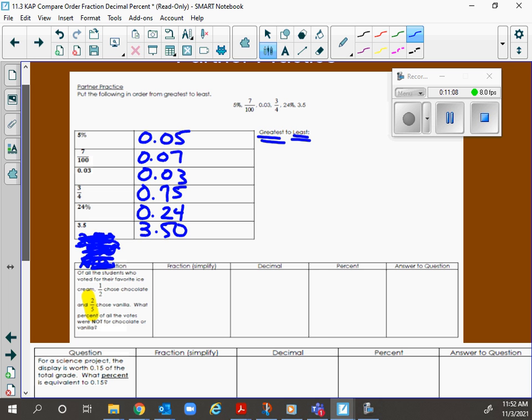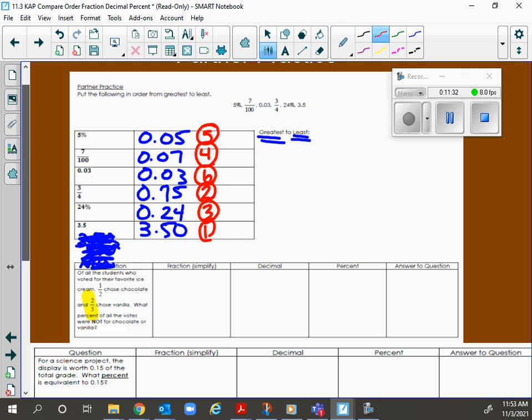Okay, so greatest to least. It's very clear to see which one's got to go first. It's the biggest one. Then the second biggest one is going to be this one. Third biggest is 0.24. Fourth biggest is 0.07. Fifth biggest is 0.05. And then the littlest would be last, would be 0.03.